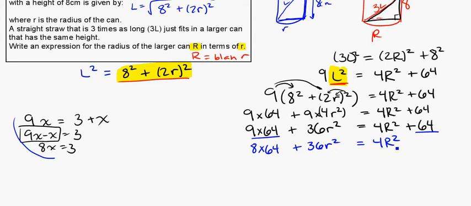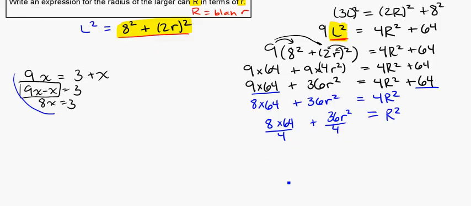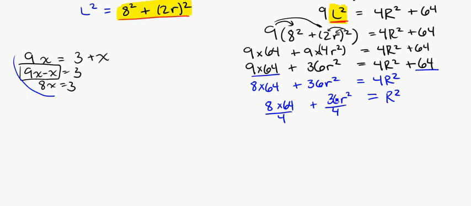This 4 times big R squared, I need to get R squared by itself. So if I undo the 4 times, I'm going to think, okay, what is that? That means I need to divide everything, all sides, by 4. So if I divide everything by 4, I'm going to get big R squared on this side, and I'm going to get 36 little r squared over 4 plus 8 times 64 divided by 4. And now to simplify these fractions, I have big R squared is equal to 36 divided by 4 is just 9 little r squared plus this big thing.